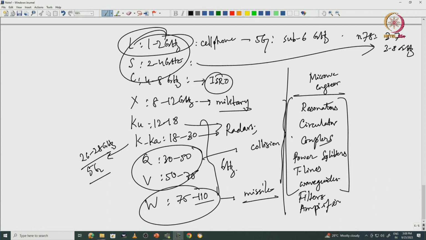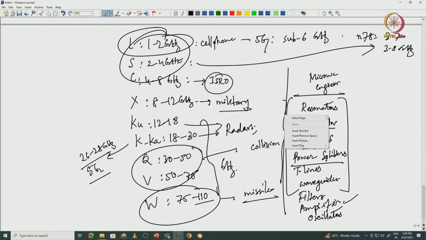low noise amplifiers, power amplifiers, oscillators. Oscillators are useful for generating RF signal. Amplifiers amplify the signal. Filters can selectively select some wavelengths. Power splitters can split up the power, and there are power combiners also, which can combine power. Similarly there are couplers. Then circulators are 3-port network RF devices.